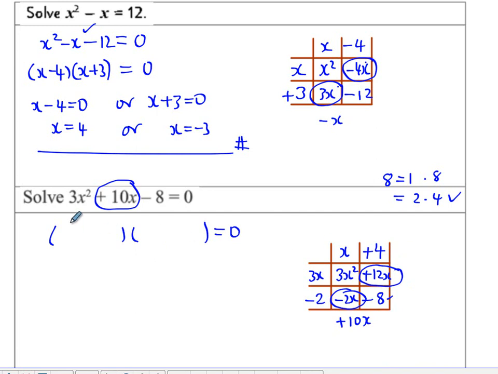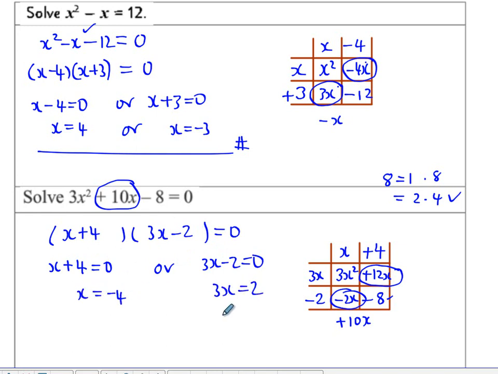Brilliant. So my factorization leads me to x plus 4 and 3x minus 2. Then the standard steps: x plus 4 equals 0, or 3x minus 2 equals 0. x equals minus 4, 3x equals 2, x equals 2/3. Two possible answers.